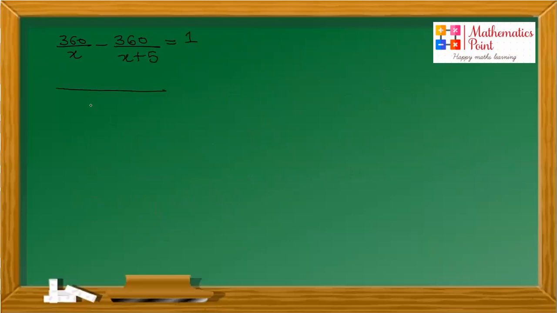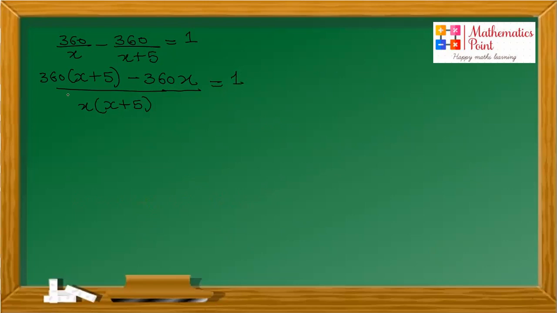Here we have 360 divided by x minus 360 divided by x plus 5 is equal to 1. Let us take the LCM. The LCM is x into x plus 5. Now, x will be cancelled out. So, it will be 360 multiply x plus 5 minus. So, x plus 5 will cancel out with x plus 5. We will get x and x is multiplied with 360. So, we get 360x is equal to 1.